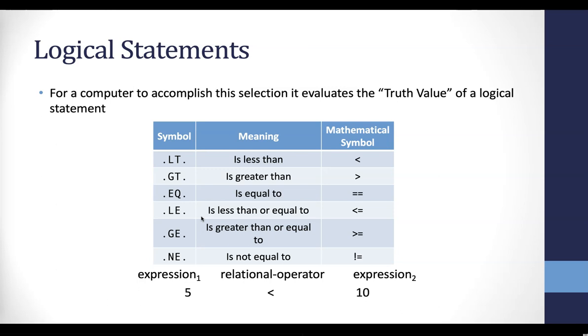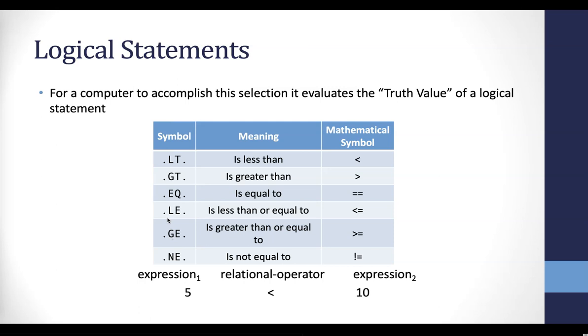And so here are the main logical statements. In FORTRAN we have to use these symbols on the left-hand side for governing our logical statements to be able to be ascertained as true or false. You may know them more through their mathematical symbols, so keep this table handy to help you. The dots are important. Less than is .lt., greater than .gt., equal to .eq., less than or equal to, greater than or equal to, or not equal to.